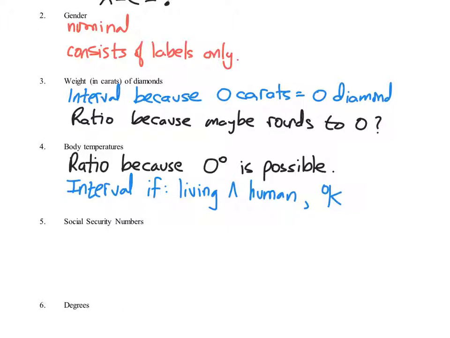Oh, okay. All right, what do we think about social security numbers? Nominal. Isn't it a number? Or you can't put them in order. Well, you could. The numbers don't have value, but you could order them. Are they given chronologically, or are they just?